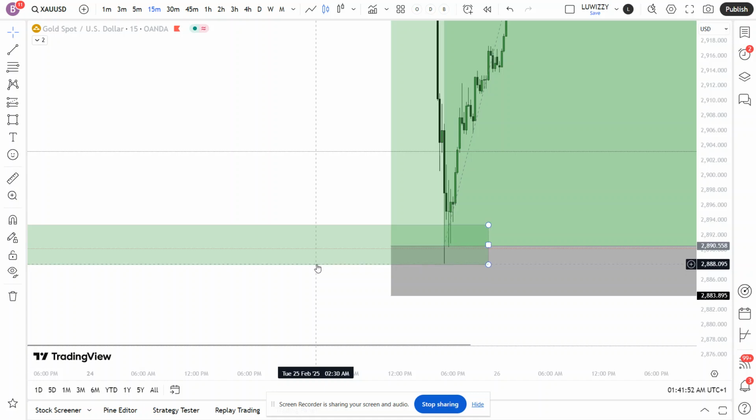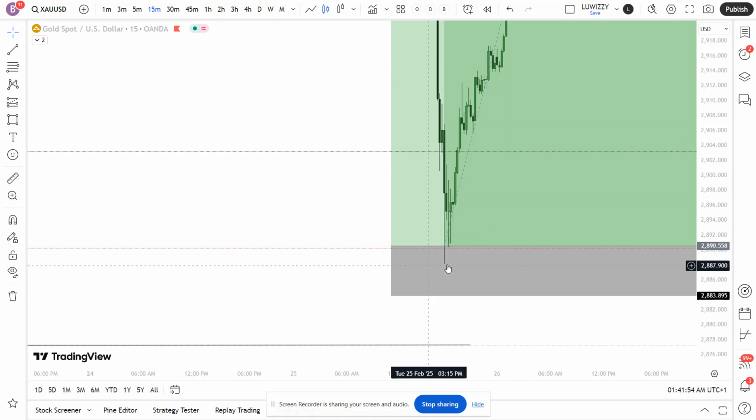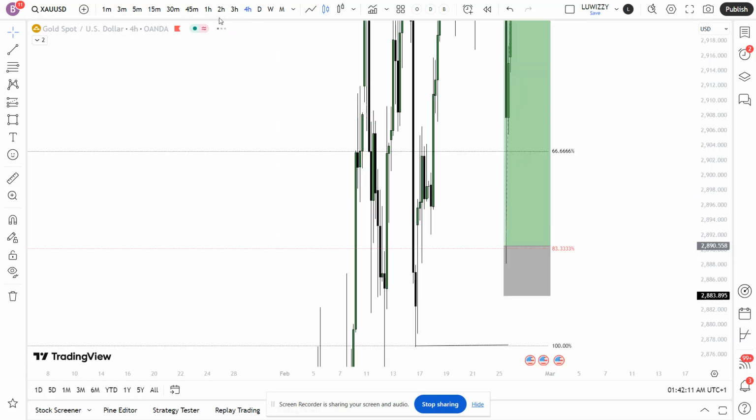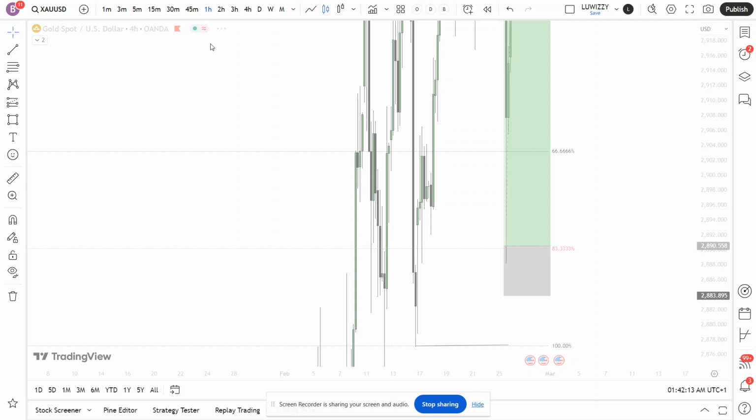Let me delete this guy first. Price did not close below this 83.3%. See, price just wicked it and closed above. Remember what I told you: if price closes below this red line, this 83.3%, it is definitely going for your range low. This is the third example swing trade in gold, and I'm expecting this trade to take out the all-time high and create a new all-time high on gold, right?